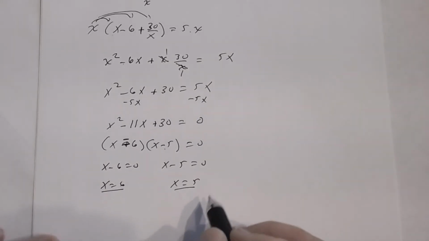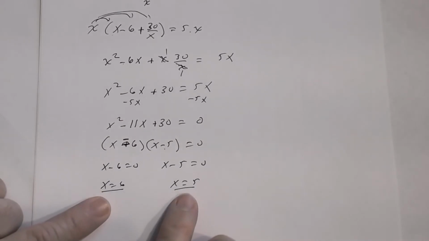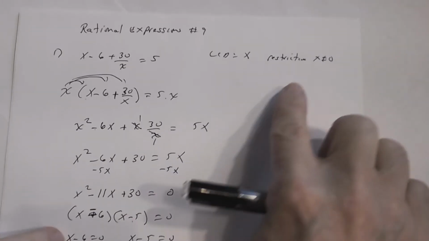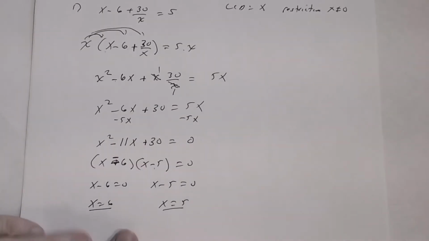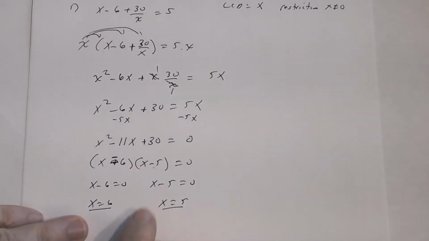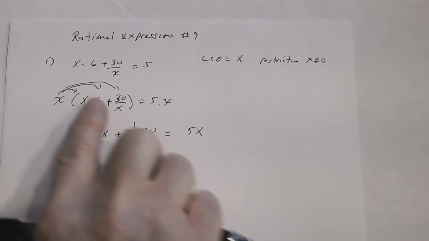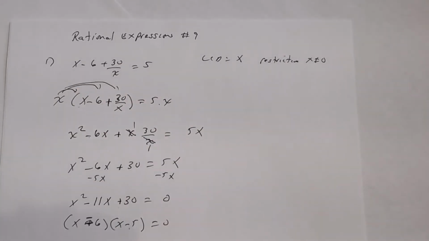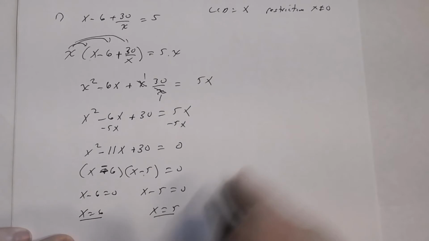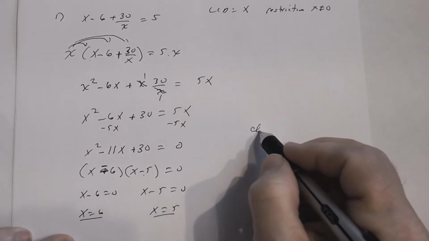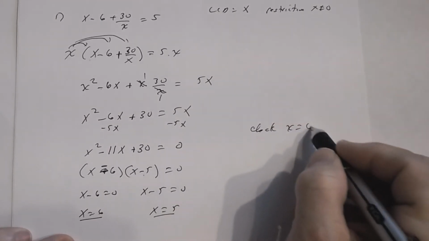Now remember, the next step is to check to see if any of these are restrictions, and they're not, okay? So what that means is that if you were to check each one into the original, then the left side should equal the right side. And let's just check one of them, because there are 3 problems that we have, and I really am trying to keep this less than 25 minutes. All right, so let's check x equals 6 just to show you what you would do.